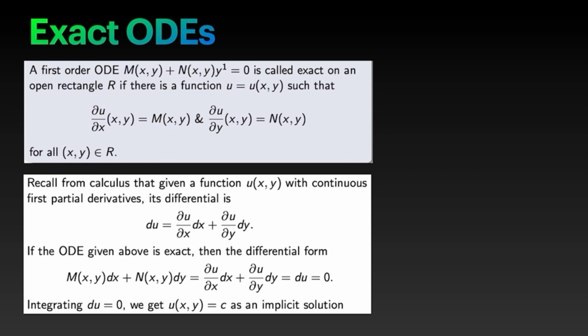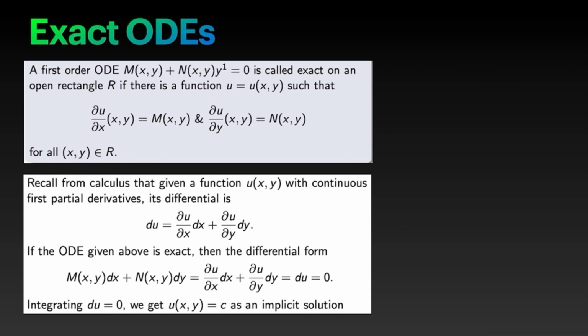And from MA108 knowledge, you know that du can be written as del u by del x into dx plus del u by del y into dy. And when you substitute it in the ODE, you can easily see that du equal to 0. Hence, when you integrate, u of xy equal to c is an implicit solution of the equation. Now, what does that mean and how does it help us? Basically, it just helps us to solve all exact ODEs of first order.